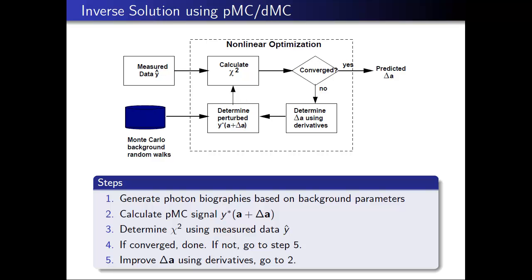So this is just a little schematic of the flow of that solution. You run your baseline random walks, you store them in a database, you determine your model prediction. At first this delta A is 0. You determine your chi-squared, taking your measured data, and you determine if it's converged. If not, you use the differential Monte Carlo to determine your update to this delta A, and then you cycle through until two iterates are less than a predefined epsilon, or you've made a minimal change to your chi-squared value.